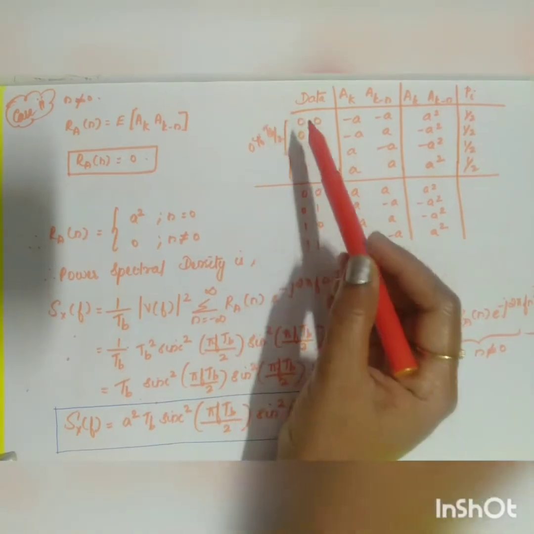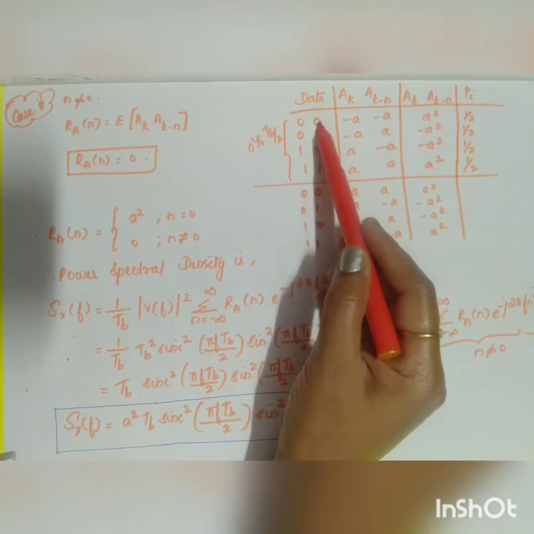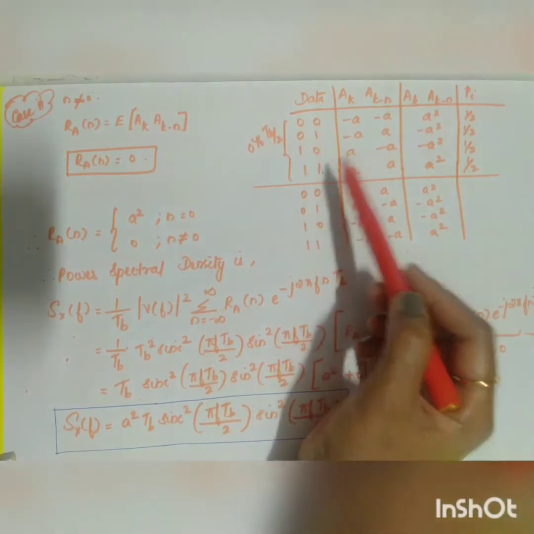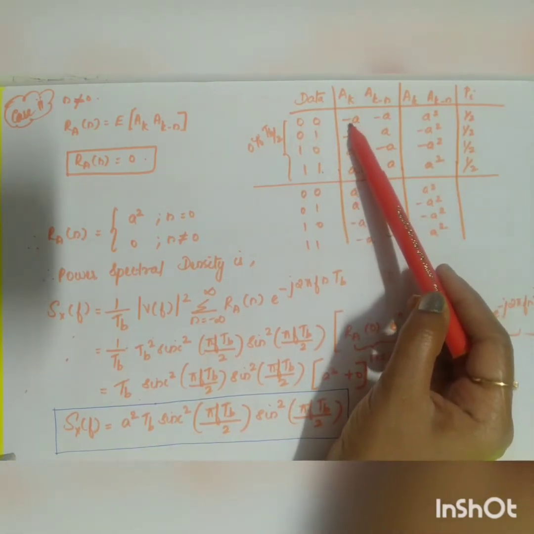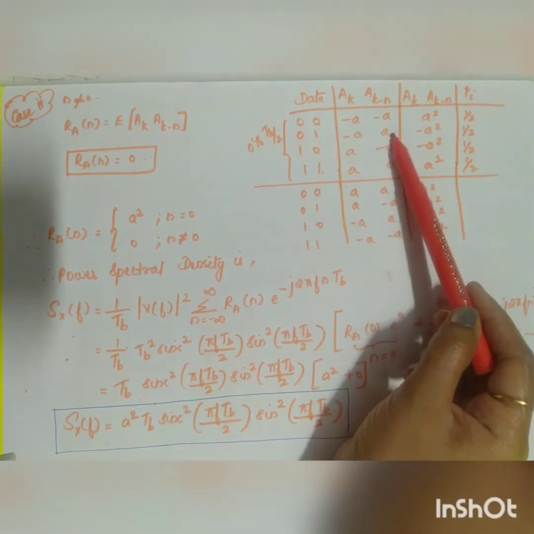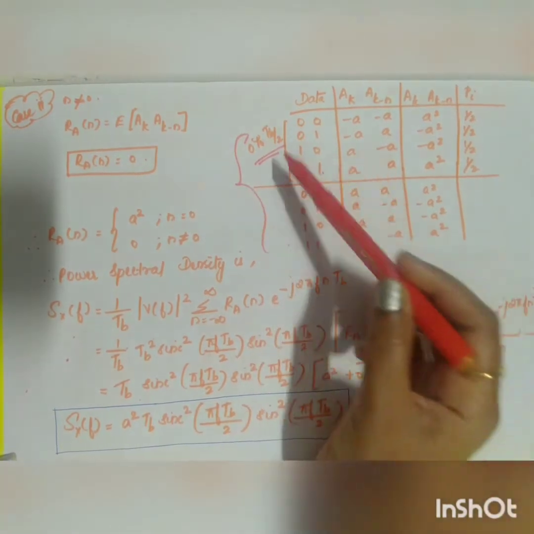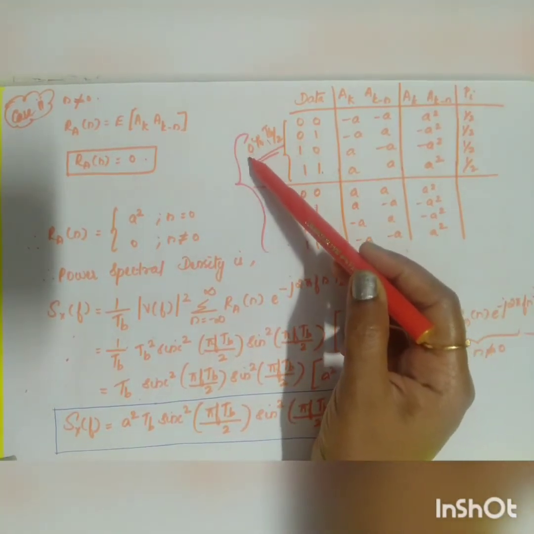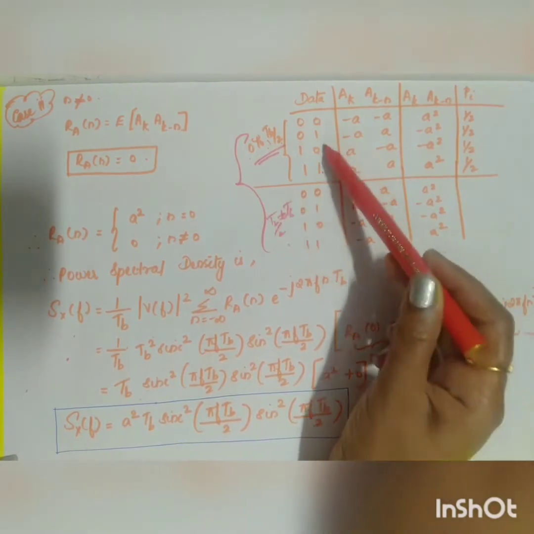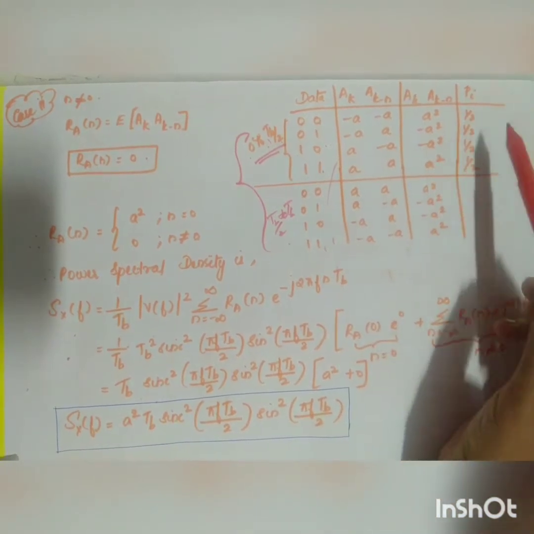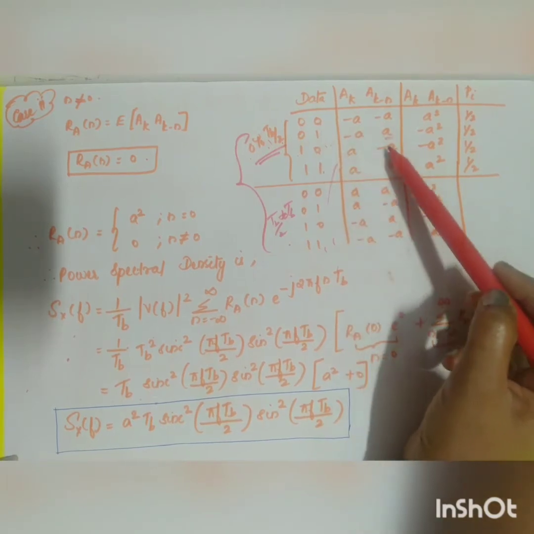So what are the different combinations you have for n not equal to 0? The data can be 0,0; 0,1; 1,0; 1,1. For this case, 0,0 we are replacing by minus a, minus a; minus a, a; and so on. So here in this case, you have two possibilities, right? Means two durations, 0 to Tb by 2 and Tb by 2 to Tb. Okay, so you are splitting into two different cases.